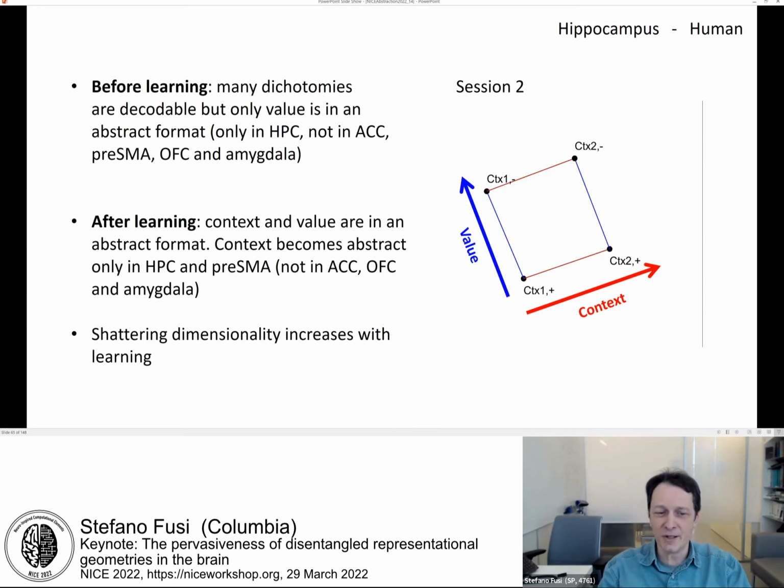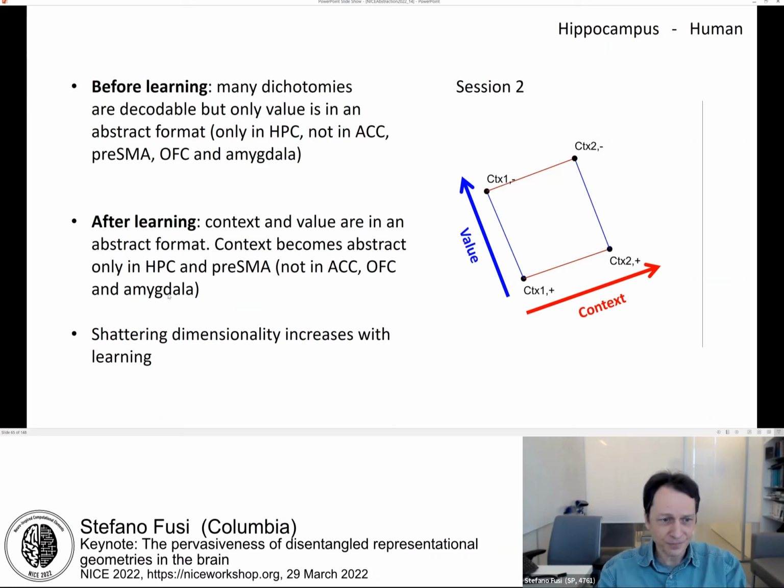Okay, so now, before learning, many dichotomies are decodable, but only value is in an abstract format. And it's not too surprising. It's a very important concept. It's certainly there from the very beginning. After learning, context becomes abstract only in hippocampus and in a pre-SMA, which is another area, not in ACC, OFC, or in the amygdala.